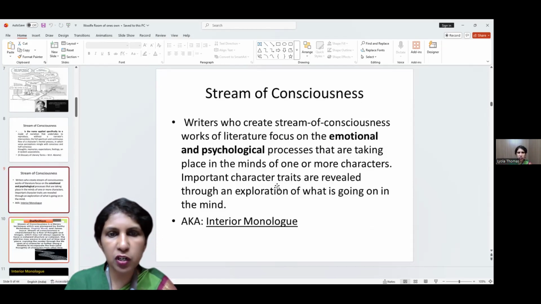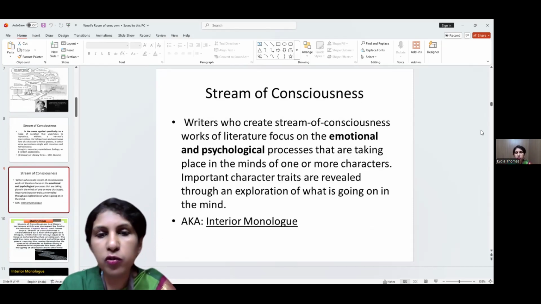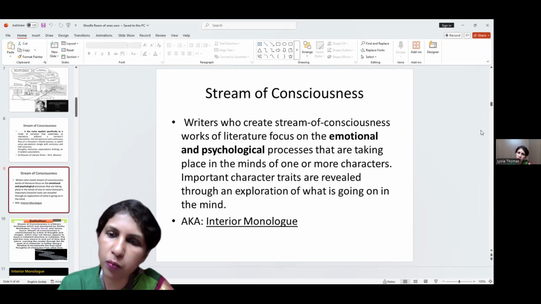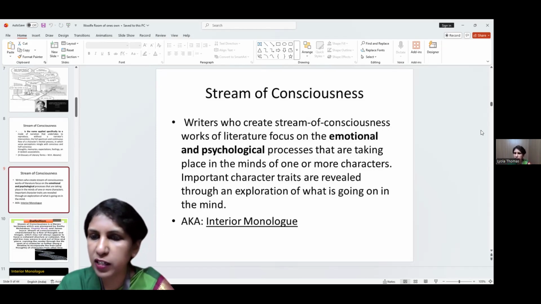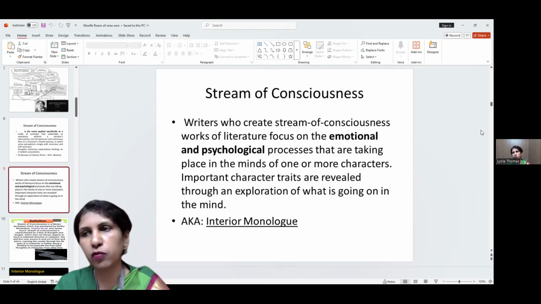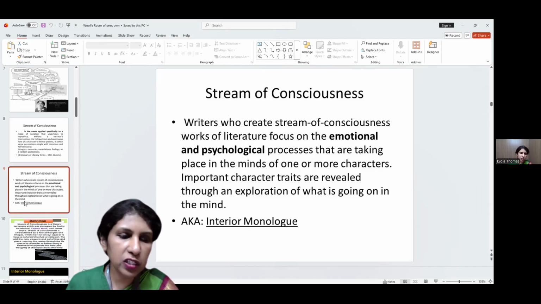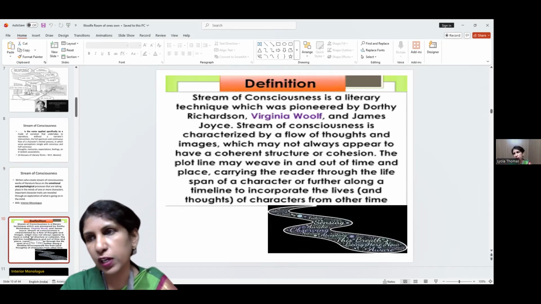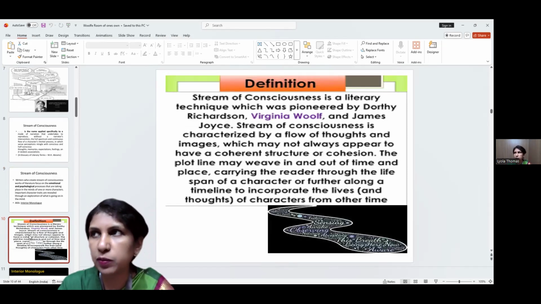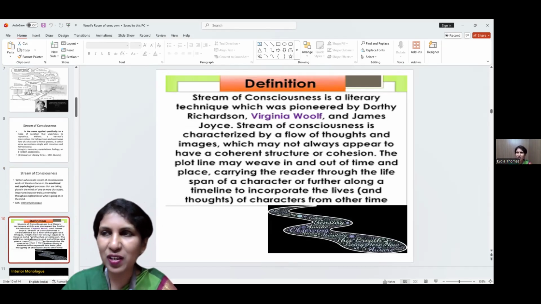And when Virginia Woolf sought to use stream of consciousness, she used it to focus on the emotional and psychological processes that are taking place in the minds of one or more characters. Important character traits are revealed through an exploration of what is going on in the mind. And she has used it very successfully in many of her works, especially Mrs. Dalloway.